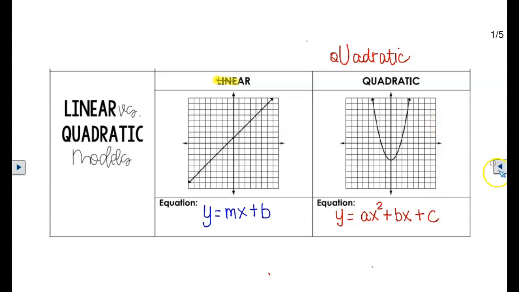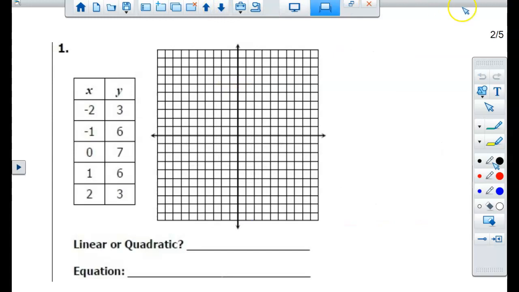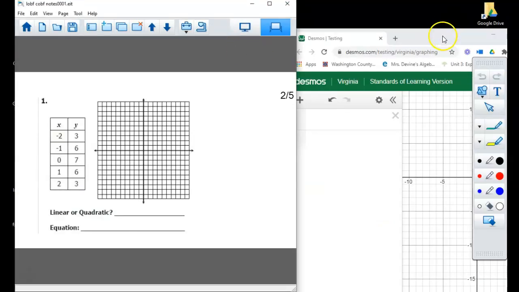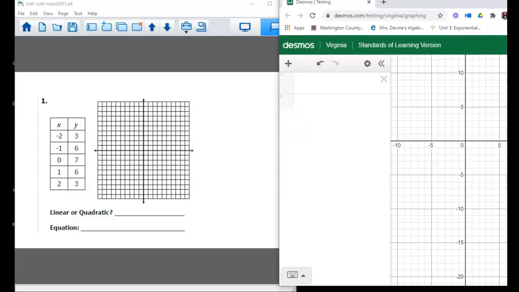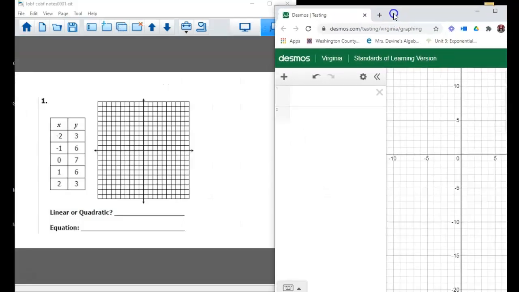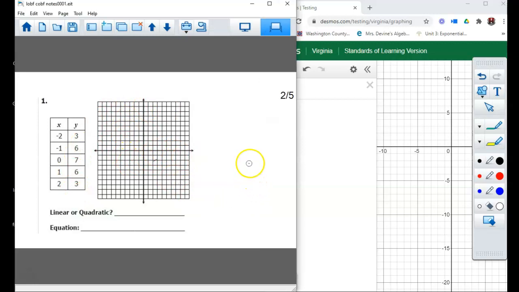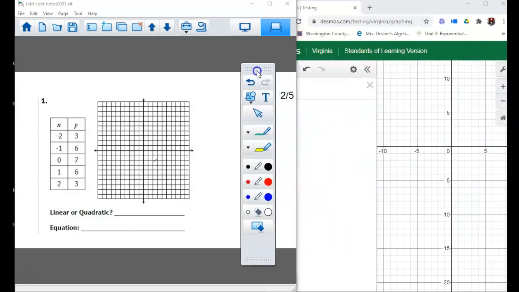All right, so now let me show you how you can use your Desmos calculator to come up with these equations. All right, so I've got my Desmos calculator open here. Okay, so over here on the left, I have our first example. Now what you'll notice is we have a table with x's and y's. A coordinate plane is provided, but we're not going to graph using that coordinate plane.